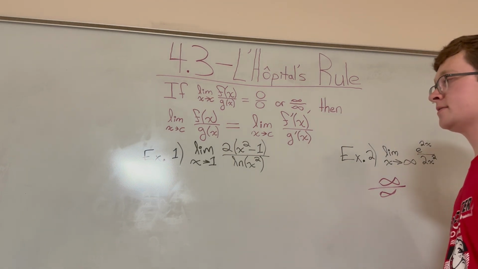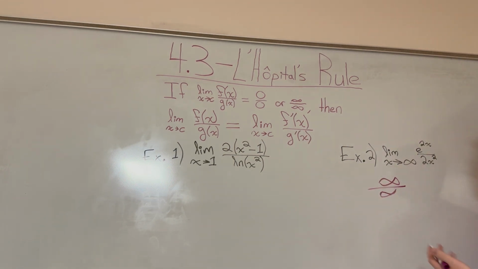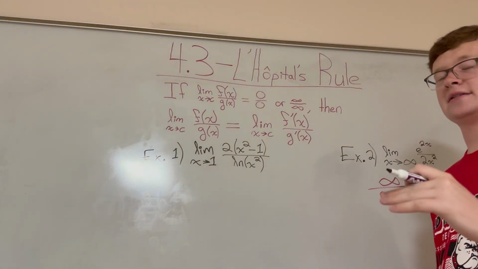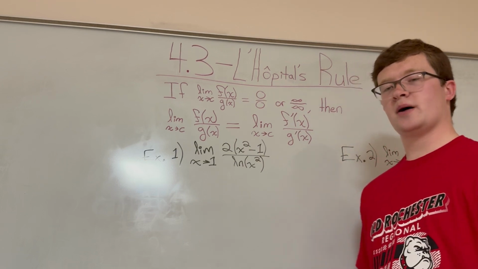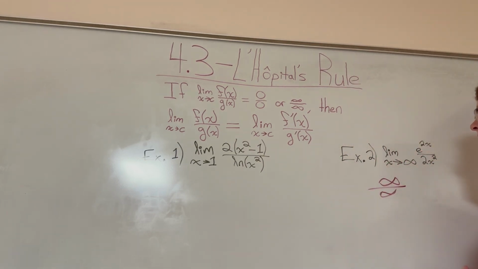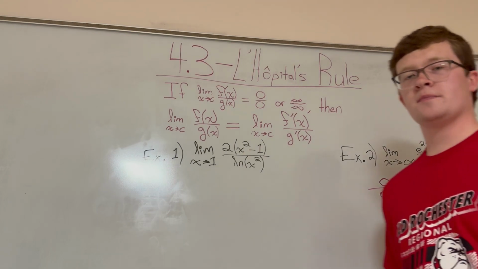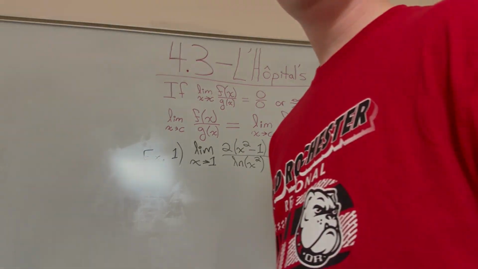So you get infinity over infinity. L'Hopital's rule tells us that if any limit approaches infinity over infinity, then we can rewrite it as the limit as x approaches that number of derivative of top over derivative of bottom. So let's do just that. First, like you did before, find the derivatives of the top and the bottom.